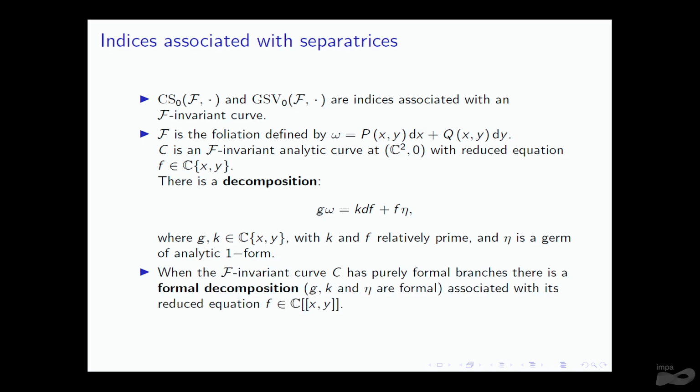My problem here is that I have invariant curves which are formal. So I have to find a way to calculate these indices for formal invariant curves. And for this purpose, I use formal decomposition. When this invariant curve C has purely formal branches, there is a formal decomposition. I find G, K, and eta formal, associated with the formal equation of the curve.